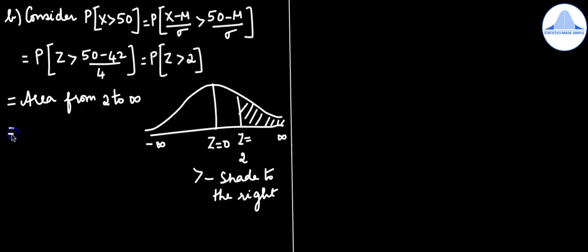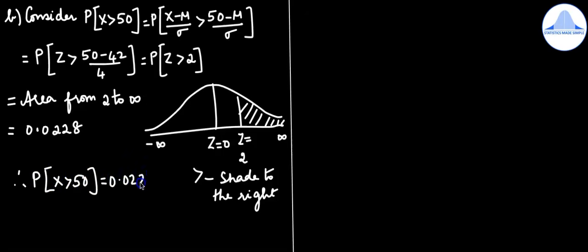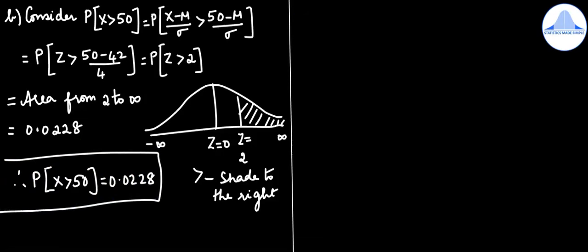Then in the statistical tables, under the heading area from z to infinity, under column z, look for the number 2 and then see under column 0, you'll get the answer, that is 0.0228. So therefore, probability of x greater than 50 is equal to 0.0228. So this is the second subdivision.